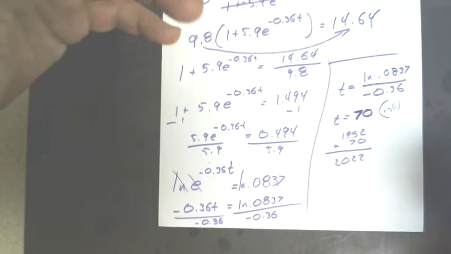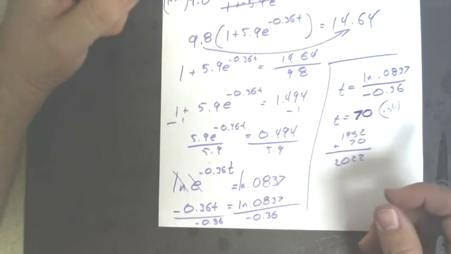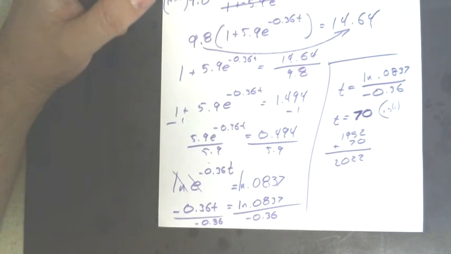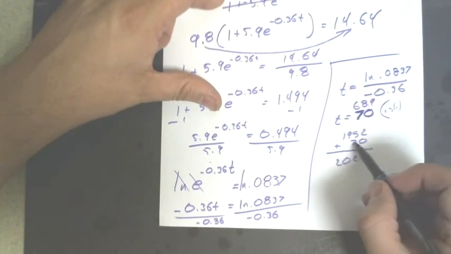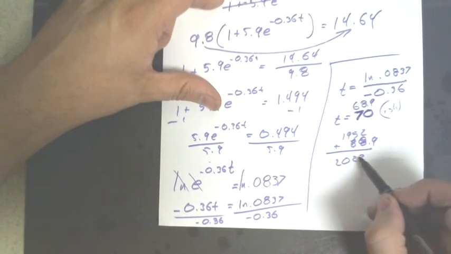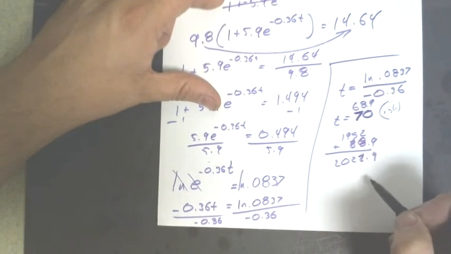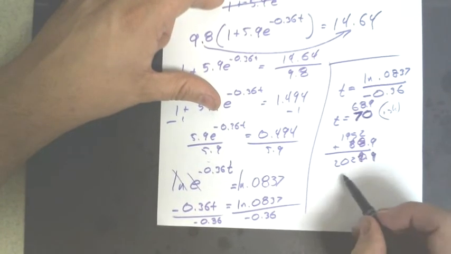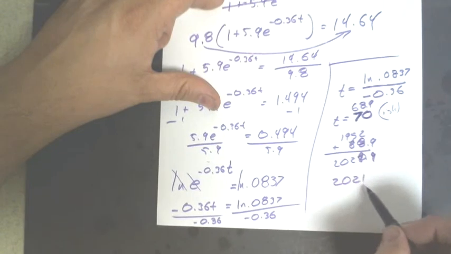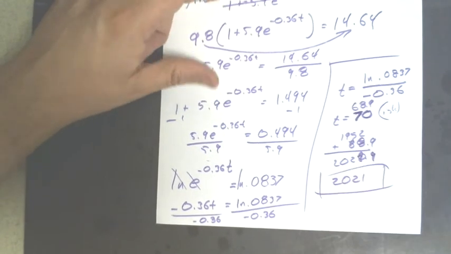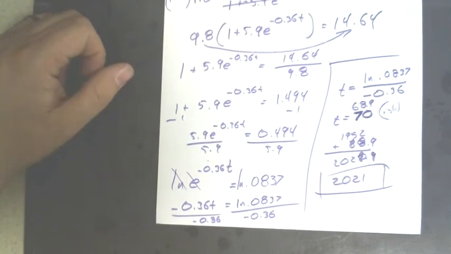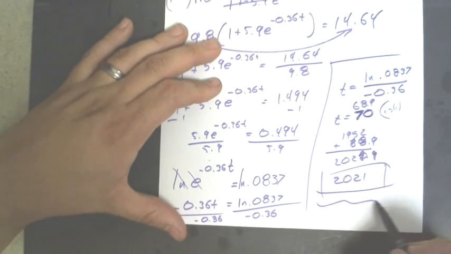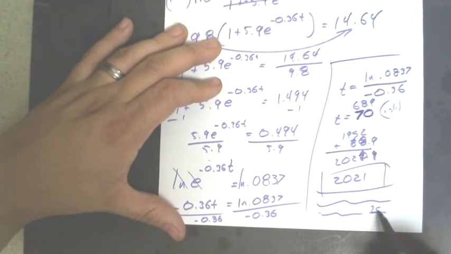Is that what Doug got? Let me check. Yeah, so this is 68.9, so it happens at 2020.9. So it happens sometime during 2021. So during 2021, the population will reach 9.8 billion. And of course, you write a little sentence: it will happen in 2021. So be careful about overpopulation.